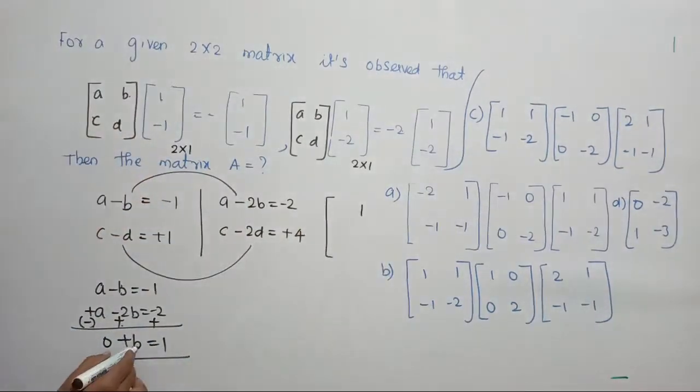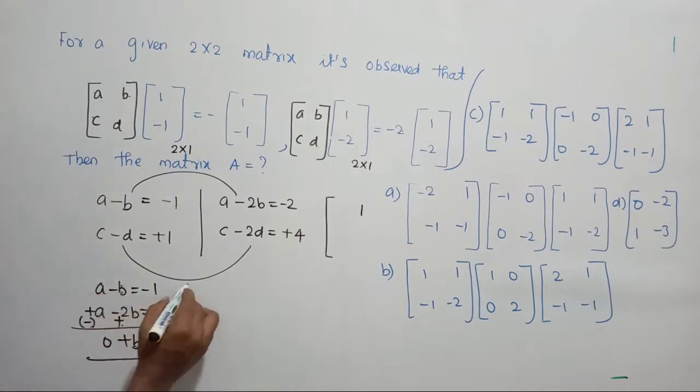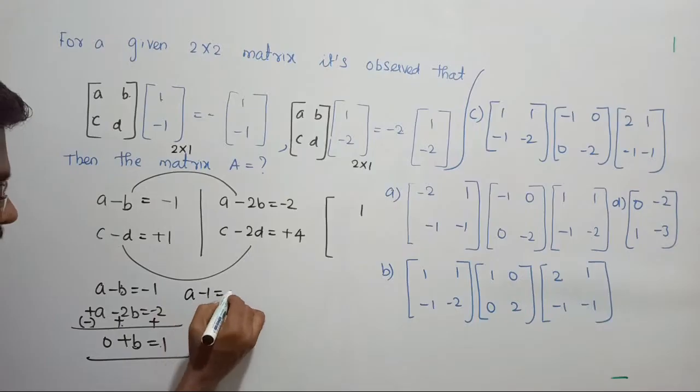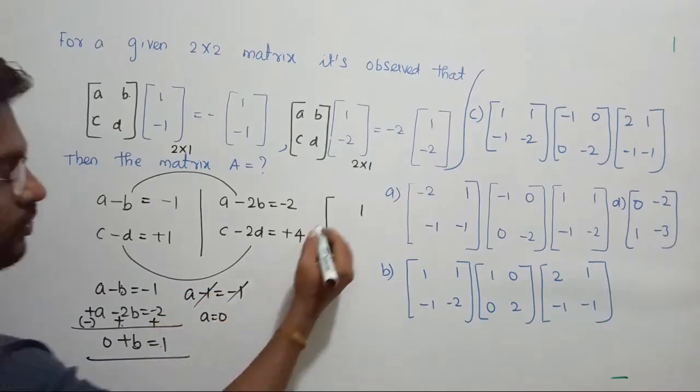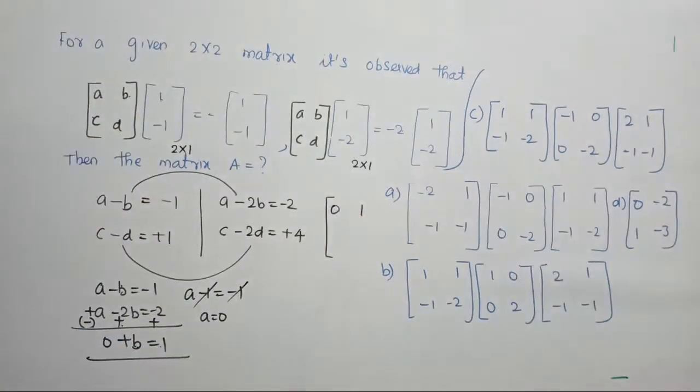Similarly, if B is equal to 1, take B and substitute it in any one equation. Now if you substitute B equal to 1, see there, A minus 1 equal to minus 1. Minus 1 getting cancelled, so A will become equal to 0. So I got the answer for A also. A is going to be 0.